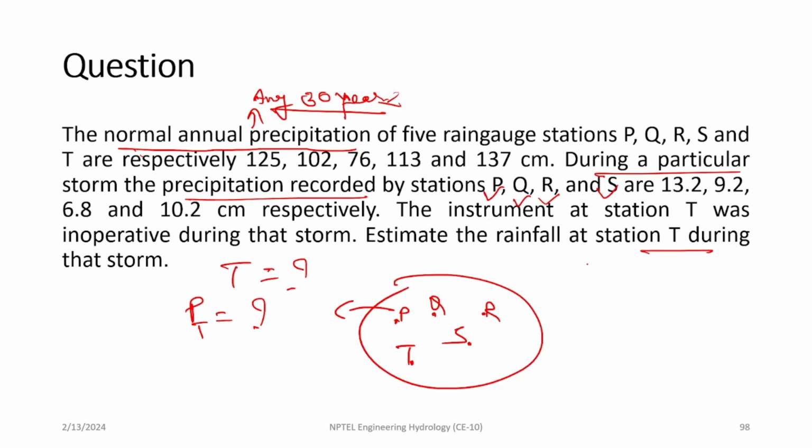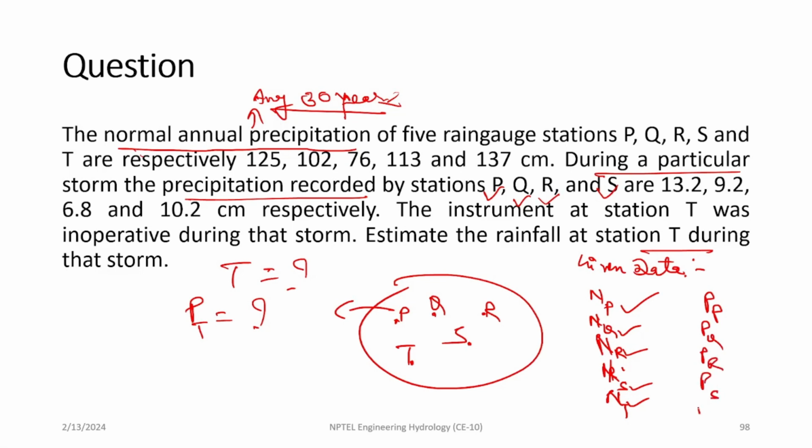Is anyone getting any idea of how you can proceed, how you can solve this? Firstly, you should note the data, like the given data. What data do we have? The normal annual precipitation NP is provided, NQ is provided, NR is provided, NS is there, and NT is there. Likewise, we also have precipitation values for PP, PQ, PR, PS, but PT is missing.